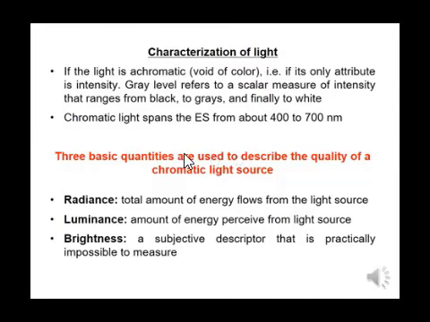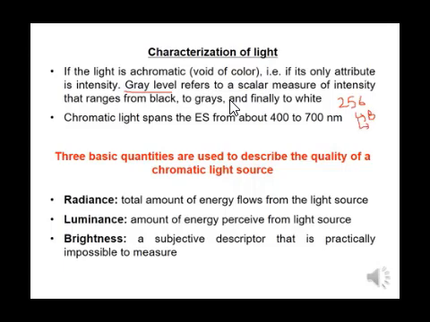So how to characterize light? Let's see. There are three basic quantities to describe the quality of a chromatic light source. First thing is gray level. Gray level refers to a scalar measure of intensity. Students, it ranges from black to gray, then finally white. Gray is the intermediate stage, and chromatic light ranges between 400 nanometer to 700 nanometer.